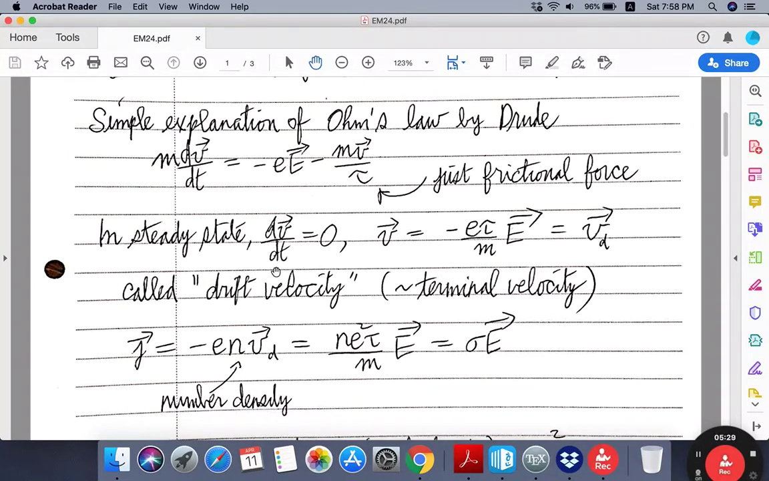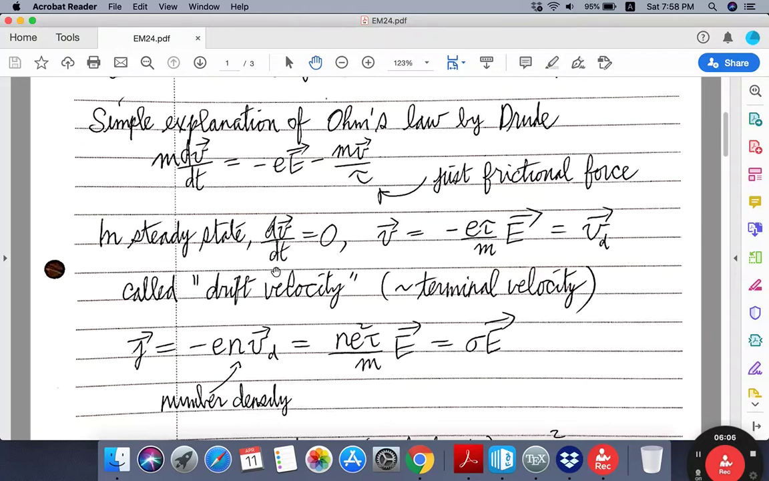Okay, so Ohm's law was discovered around 1810, 1820, if I remember correctly. And as far as we know, the first correct theoretical explanation of Ohm's law was given around the year 1900. So that's almost 80 or 90 years after the discovery of Ohm's law.